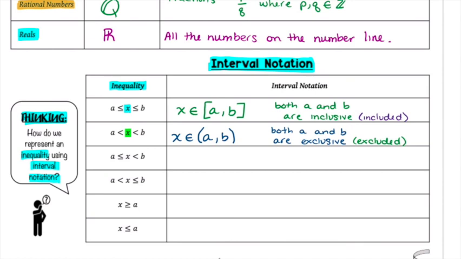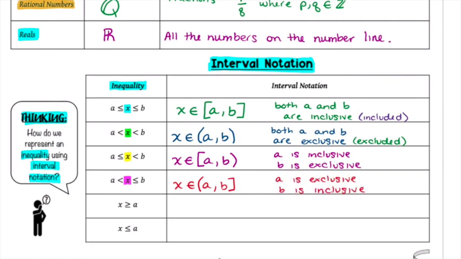A is less than or equal to X, which is less than B. X is an element of A and B, in which A is included, but B is not included. So A is inclusive, but B is exclusive. A is less than X, which is less than or equal to B. X is an element of A and B, in which A is not included, but B is. So here we have A is exclusive and B is inclusive.